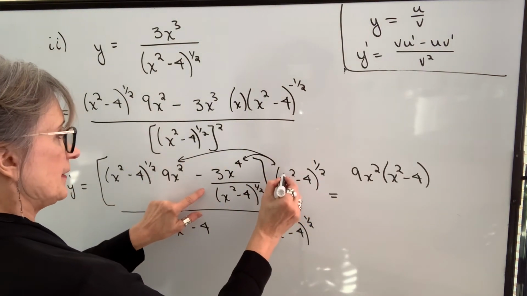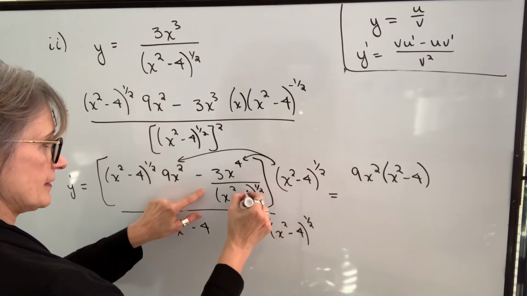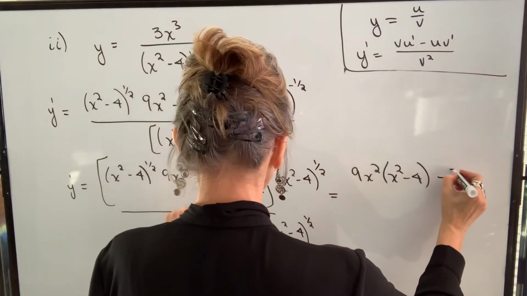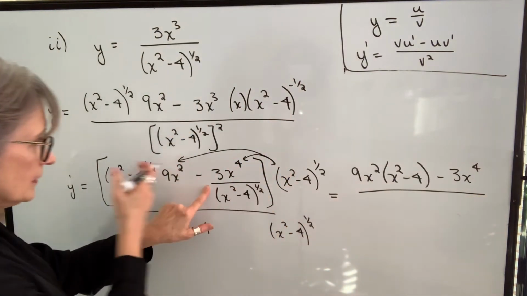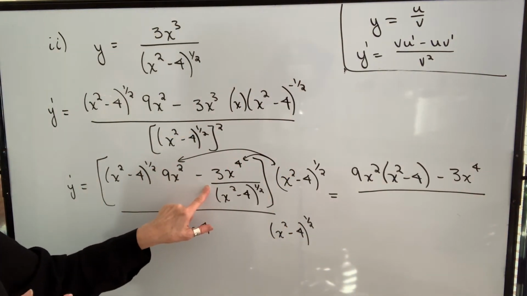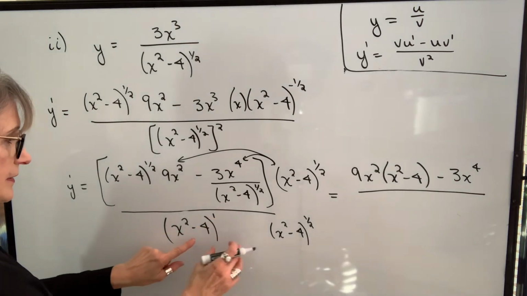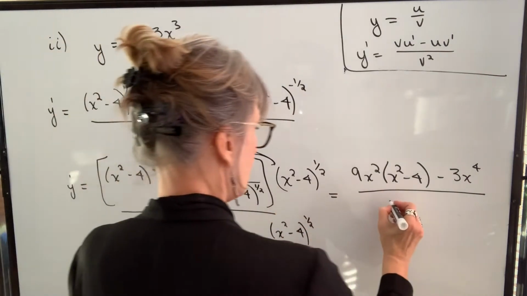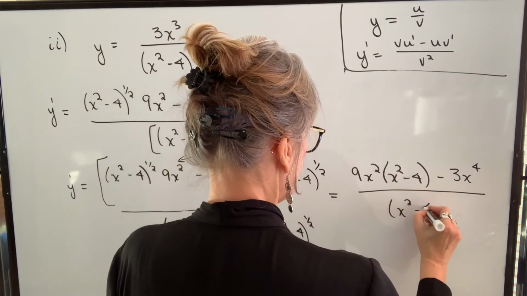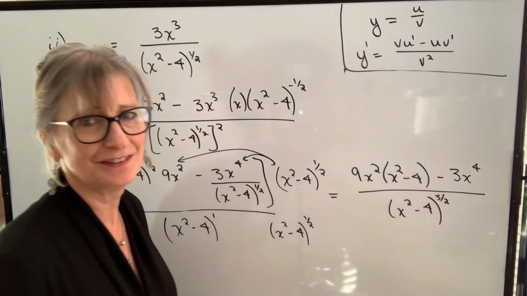Then when I multiply this term by this, it will cancel, and I will just have minus 3x to the 4th. So that's how beautifully the numerator cleans up. Then the denominator, this is like to the power of 1. So when I multiply these powers with the same base, I have to add the exponents. So that will be x squared minus 4 to the 3/2, and don't even think about canceling.